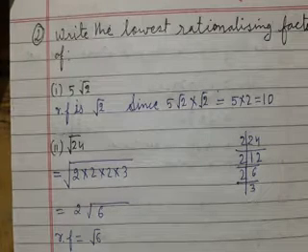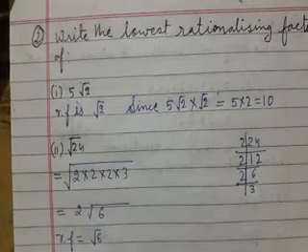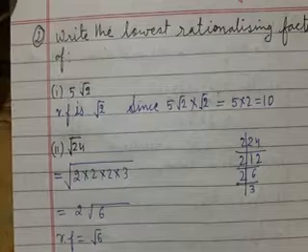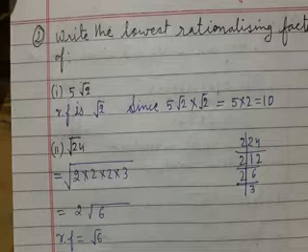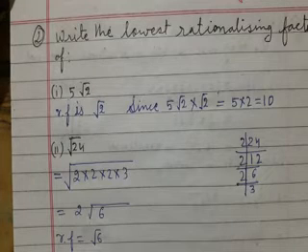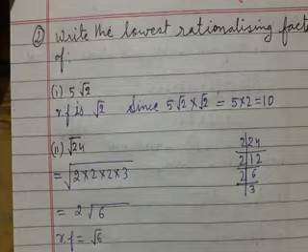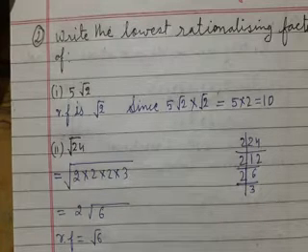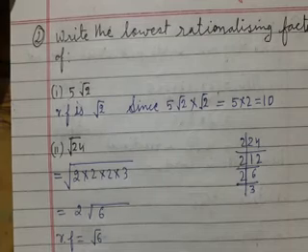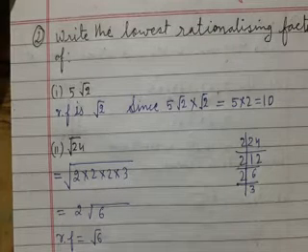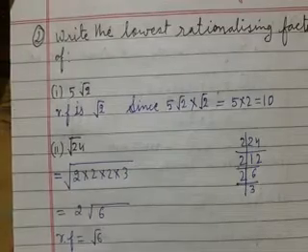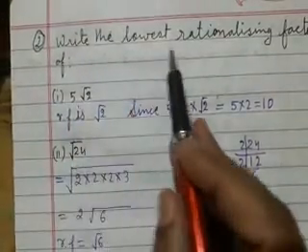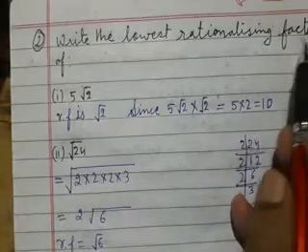Once again I repeat, please pay attention. When two irrational numbers are multiplied and their result is a rational number, then those irrational numbers are known as rationalizing factors of each other. And this process of getting a rational number is known as rationalization.